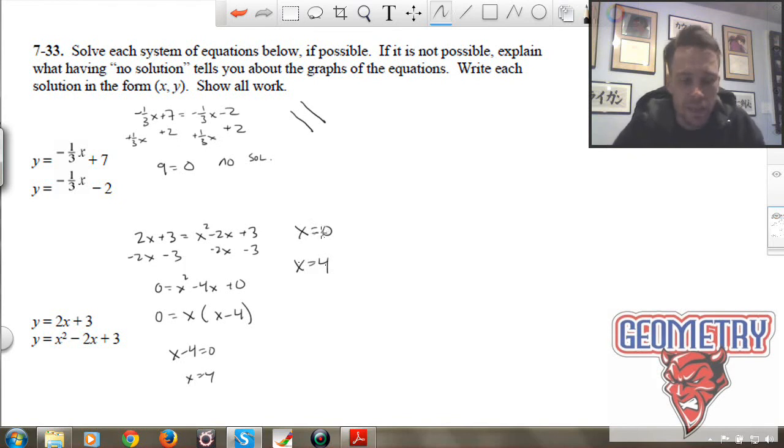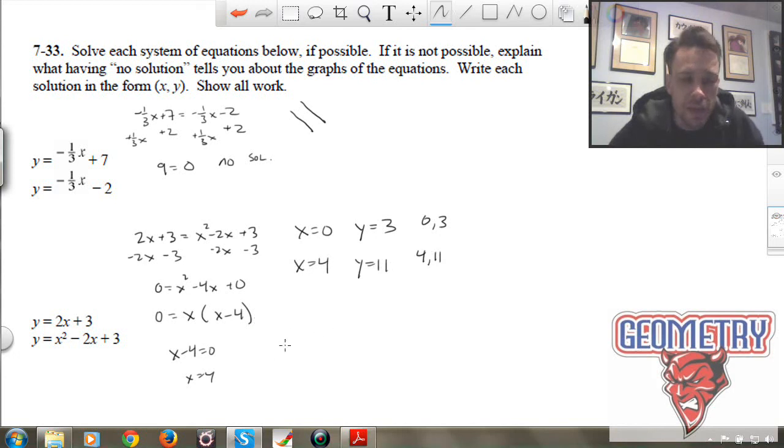And now I'm going to take each of these values of x and plug them back into one of these expressions in order to find out what y is. So let's plug in here 0, 2 times 0 is 0, 0 plus 3 is 3, so there's one solution, 0, 3. I'm plugging 4 here. 2 times 4 is 8. 8 plus 3 is 11. And your second solution would be 4, 11.